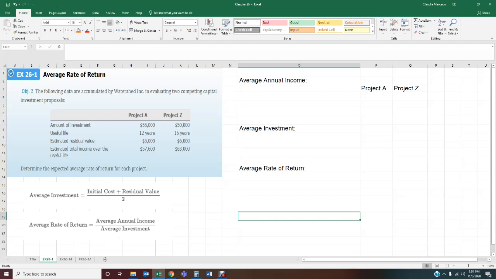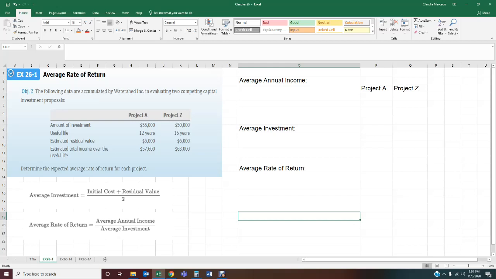So, in order for us to be able to calculate the average rate of return for each project, there are several steps that need to be completed, okay? So I've broken down the steps for you, okay? The first thing we need to do is calculate our average annual income, okay?